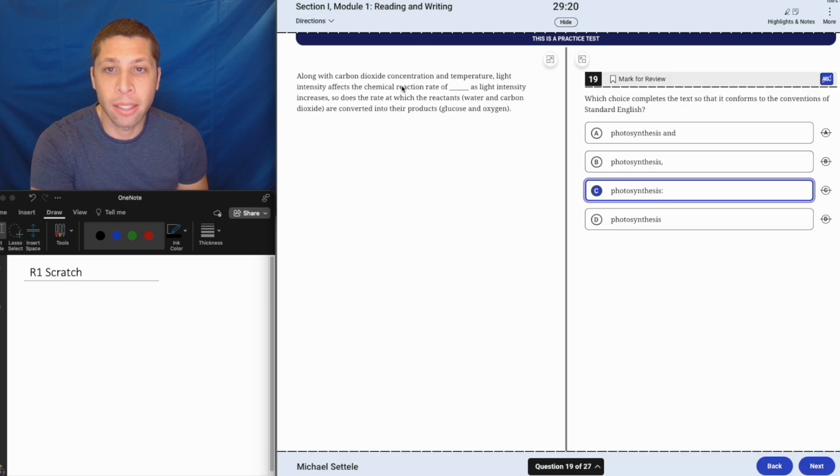Along with carbon dioxide concentration and temperature, light intensity affects the chemical reaction rate of photosynthesis. That's a sentence. So far, so good. As light intensity increases, so does the rate at which the reactants are converted into their products. That's a sentence too. So this is the only one that allows us to join two sentences. We would need a comma here, and nothing else is good enough. So there you go.